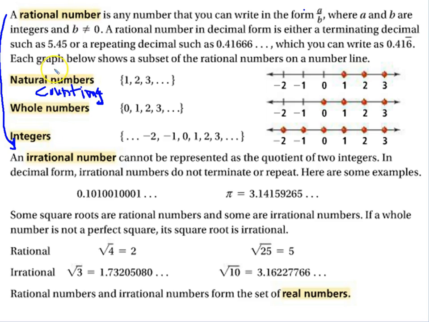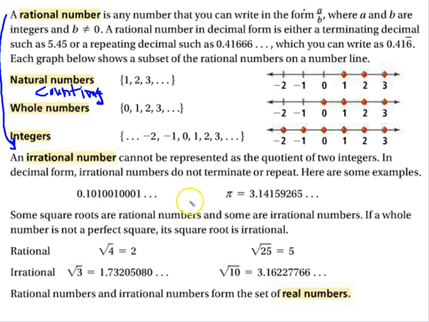Each one of these, natural, whole, and integers, are called subsets of rational numbers, because I can take each of these, natural, whole, and integers, and I can turn them into fractions. 2 over 1, negative 2 over 1. So it makes it a rational number.